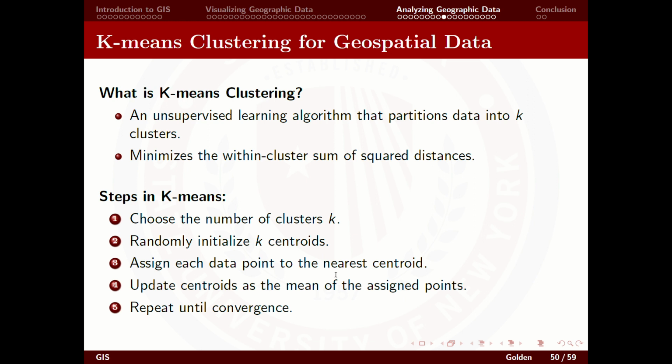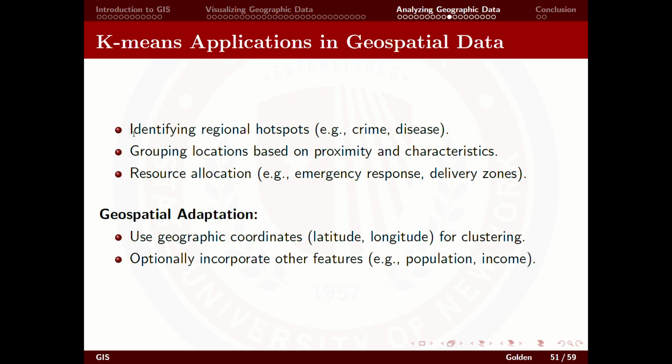So you are basically iterating until you reach a defined set of convergence with this data. And then in geospatial data, this is useful for identifying regional hotspots, grouping locations based on proximity, and resource allocation. You use geographic coordinates for clustering. Ideally, you're using other features. You're using like a bunch of geographic coordinates. Makes sense here, where you have a bunch of discrete points, and then maybe they're clustered across space.